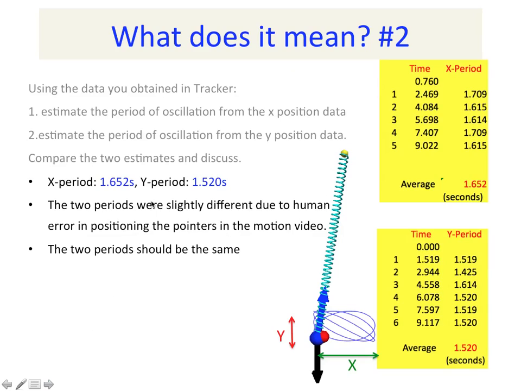And what does it mean too? Based on the tracker information, we came up with two different periods. This could be due to measurement or human error, but both periods should be the same.